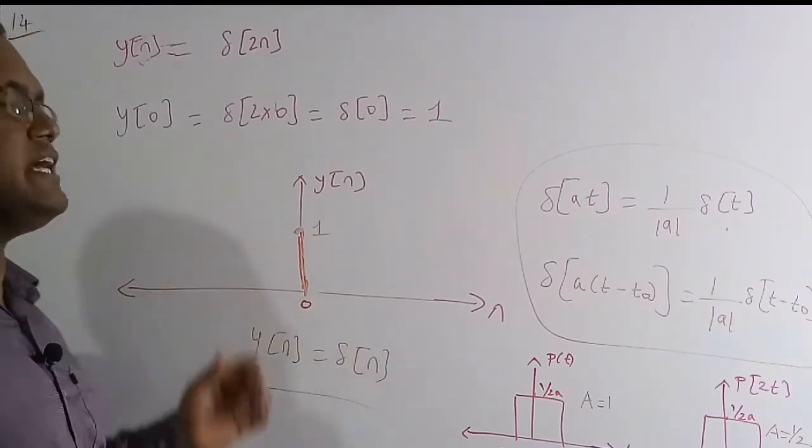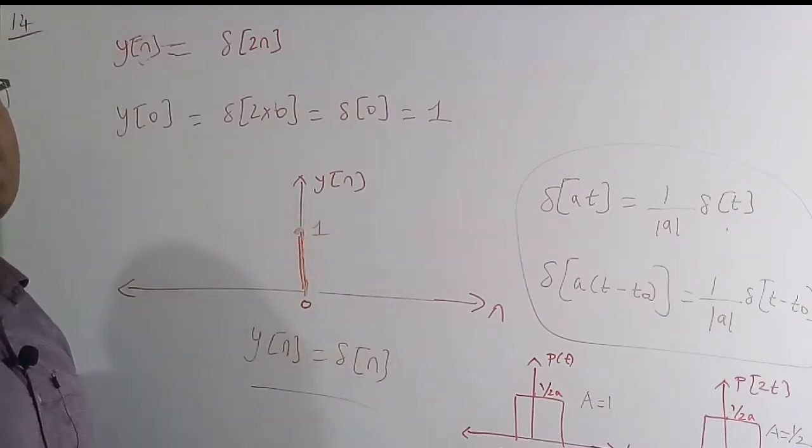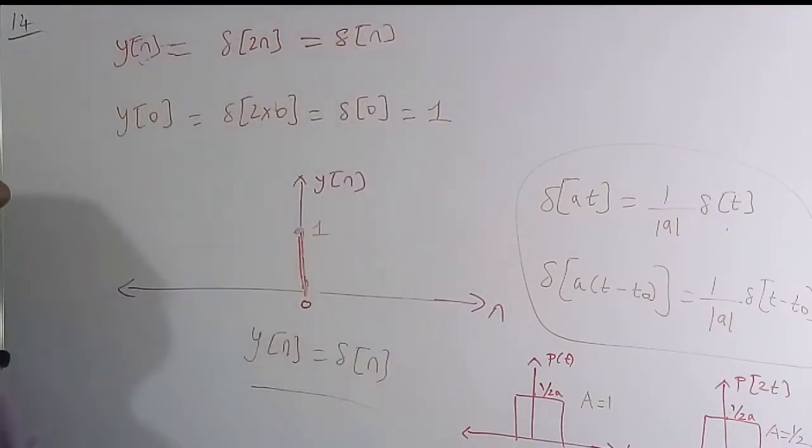From this we can clearly say that y of n is nothing but delta of n. Therefore we can conclude that delta of 2n is equal to delta of n. This is the meaning of this one.